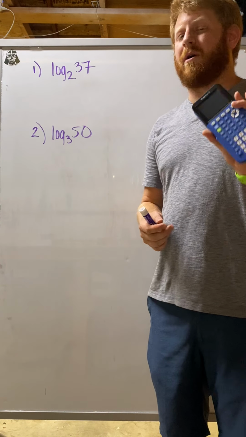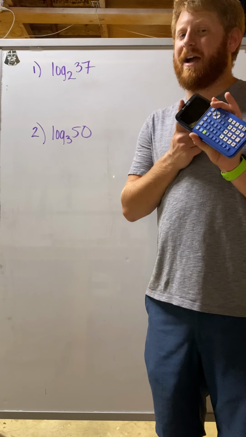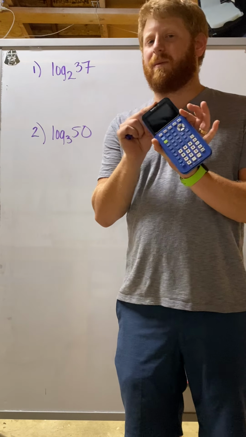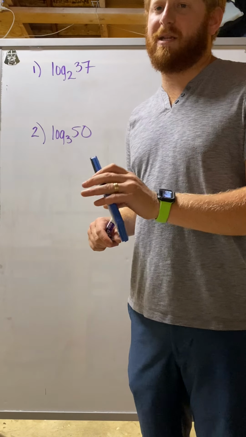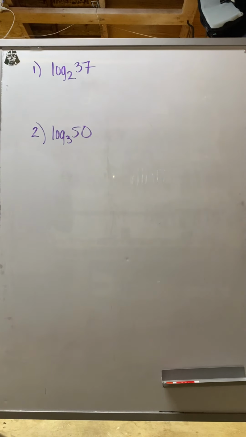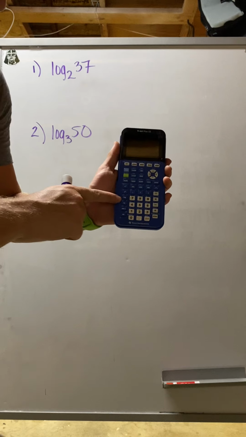Please, please, please go to Walmart, Target, whatever it is, and get a calculator that's scientific. It does not have to be this one. This is a $100 calculator. You can do it with the Casio. You can do it with the cheap TI. But make sure it has that button right there that says log on it.